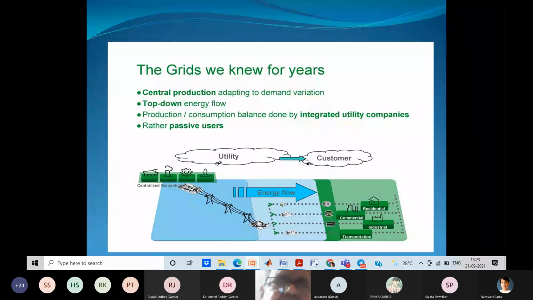Top-down energy flow, with production-consumption balance done by integrated utility companies, and rather passive users. Utility or customer. Customers are of three types: domestic, industrial, and commercial. I have shown here generators, then transmission line, energy flow, and then the consumer: residential, industrial, transportation, commercial. Now transportation is also a consumer.